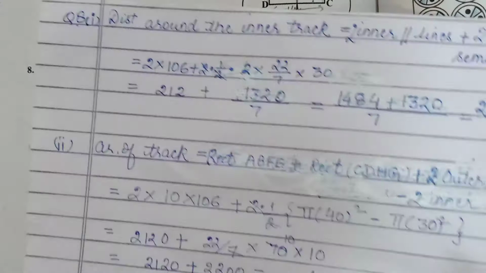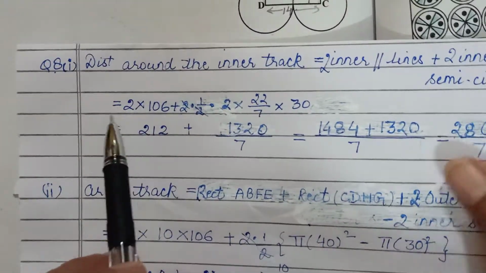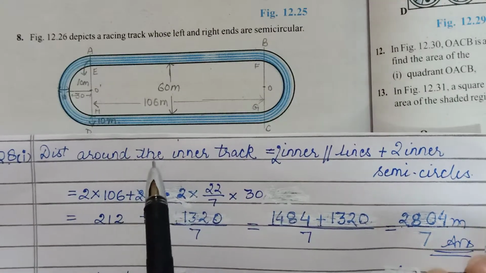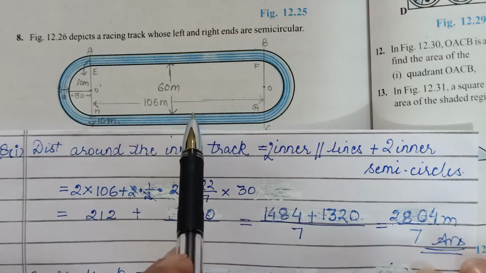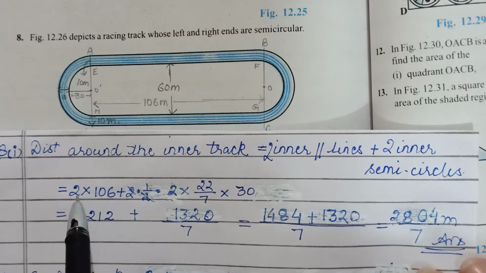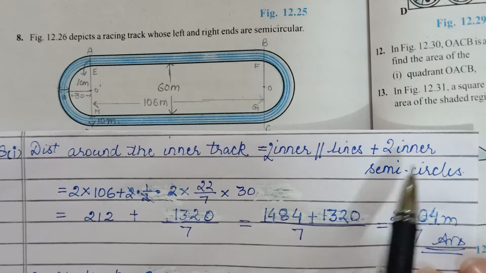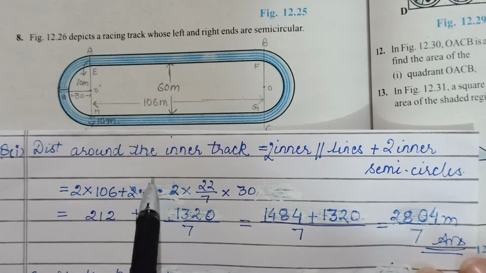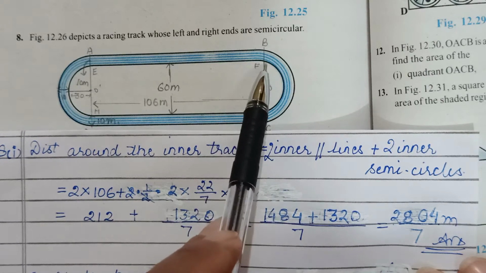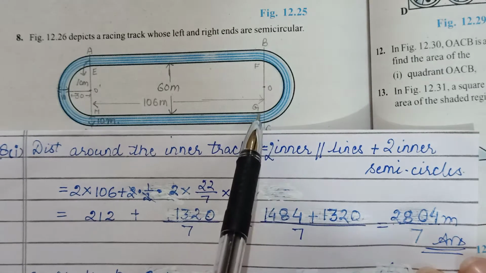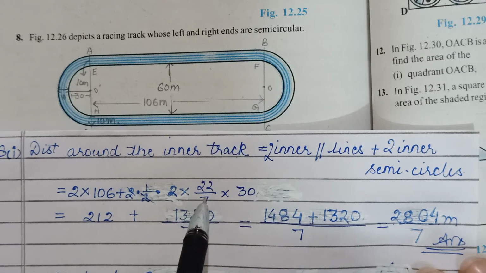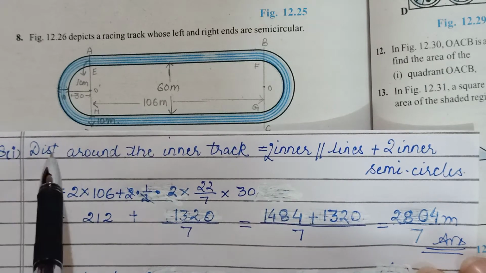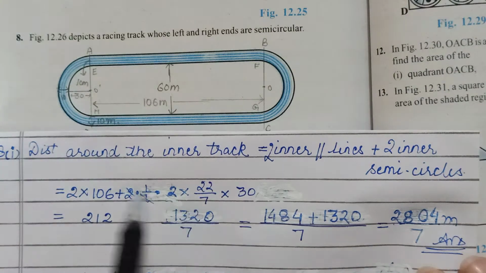You getting that? So for the first part here, the distance around the inner track would be the two inner parallel lines, these two, which are given as 106 each. So 2 into 106. Then plus 2 inner semicircles. So twice of semi means half of circle. Now when I'm talking about this, I'm considering its circumference. Half of the circle, so that is 2 pi r is the circumference. You halved it and doubled it because there were two semicircles. Okay, now work that out.